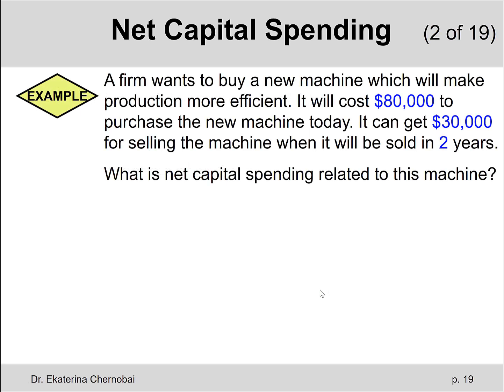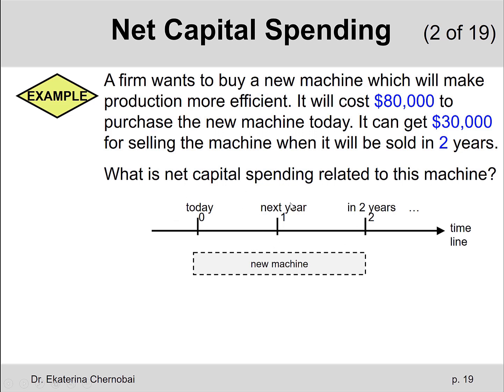Let's look at the following example. A firm wants to buy a new machine which will make production more efficient. It will cost $80,000 to purchase the new machine today. It can get $30,000 for selling the machine when it will be sold in 2 years. What is the net capital spending related to this machine?